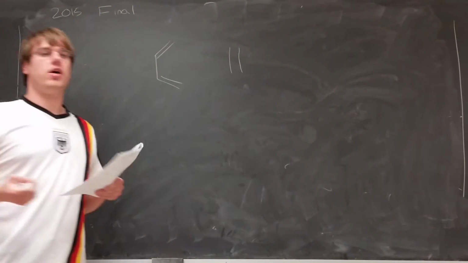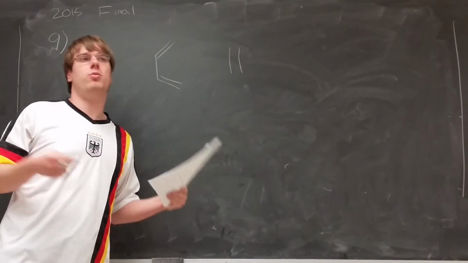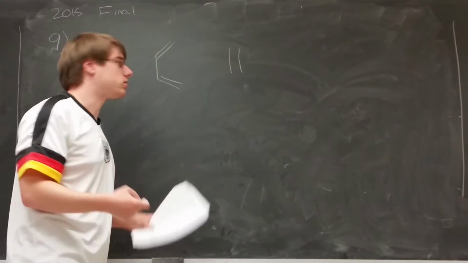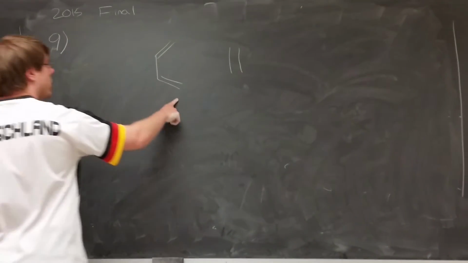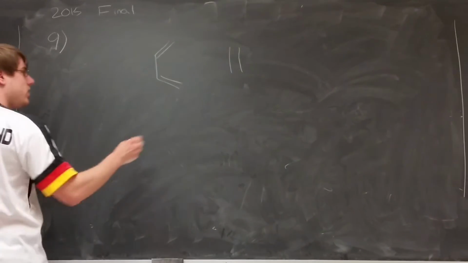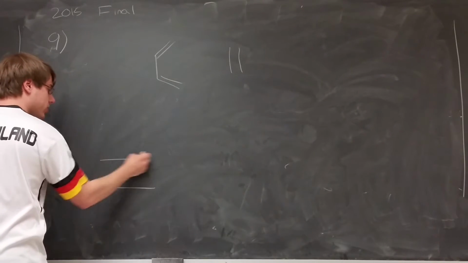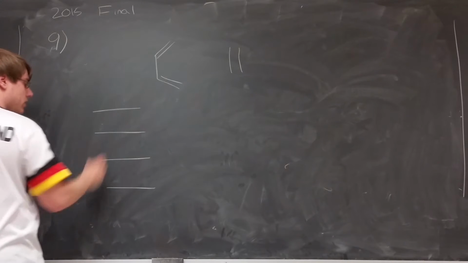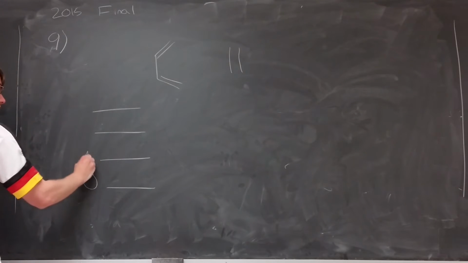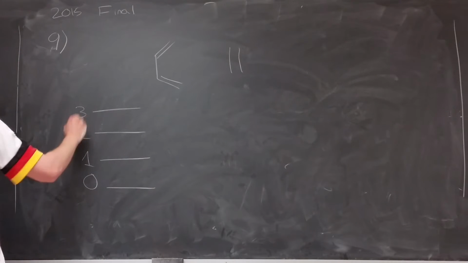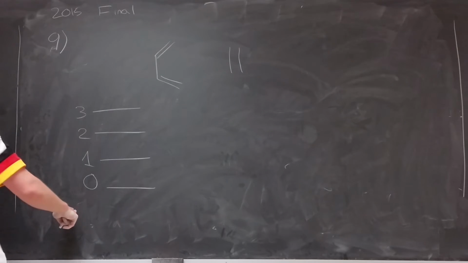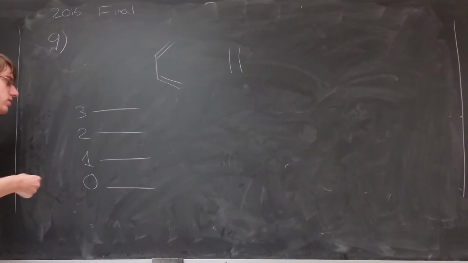Draw the orbital diagrams for these two and figure out whose HOMO and whose LUMO matches up with your answer choices. So let's start with the diene. The diene has 1, 2, 3, 4 carbons, so I'm going to draw 4 energy levels, 1 for each carbon. And I'm going to number them 0, 1, 2, and 3. What these numbers represent are your nodes, and we'll explain what nodes mean in a second.